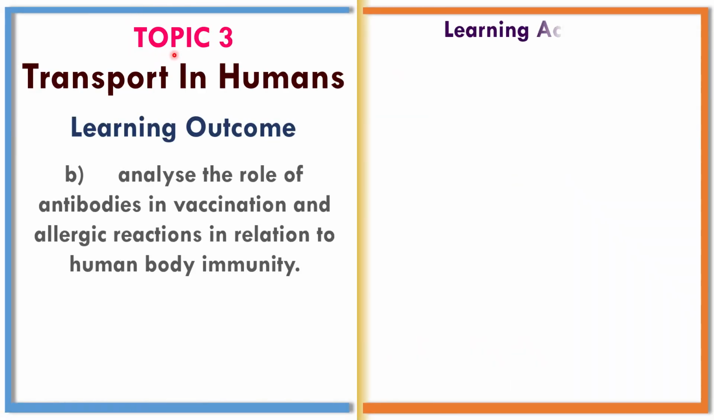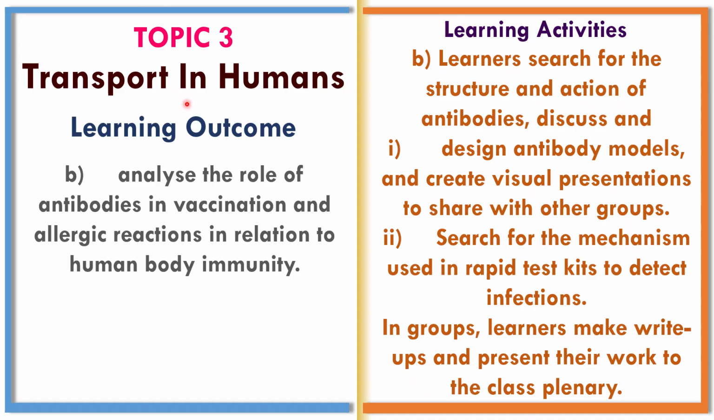Thank you for participating in Topic 3, Transport in Humans. We have been looking at Learning Outcome B. Analyze the role of antibodies in vaccination and allergic reactions in relation to human body immunity. We have been looking at learning activities B.